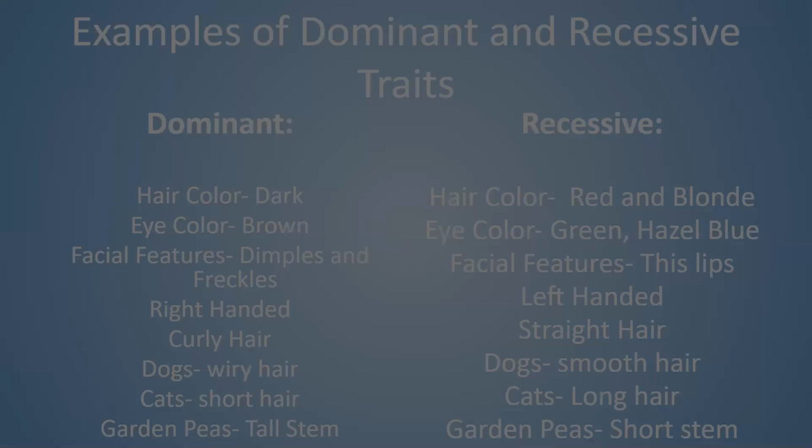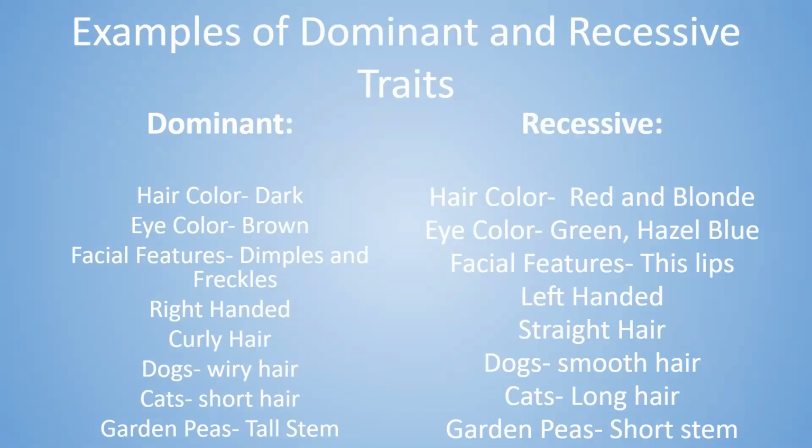So for example, here are some examples of some dominant and recessive traits. On the left-hand side of your screen, you have the dominant traits. That is a dark hair color, brown eyes, facial features such as dimples and freckles are dominant. Being right-handed is dominant. Having curly hair is also dominant. In dogs, having wiry hair. In cats, short hair. And in garden pea plants, having a tall stem.